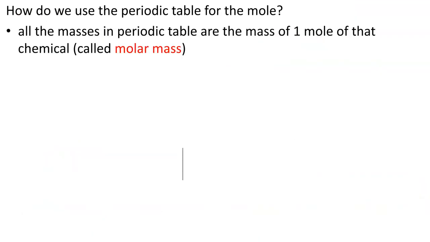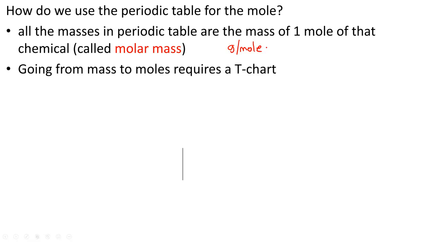So here's another example of that. All those masses in the periodic table equal the molar mass. And in case you're wondering, the units for molar mass are grams per mole. So going from mass to moles requires a T-chart.